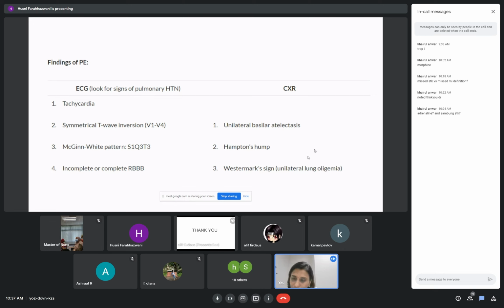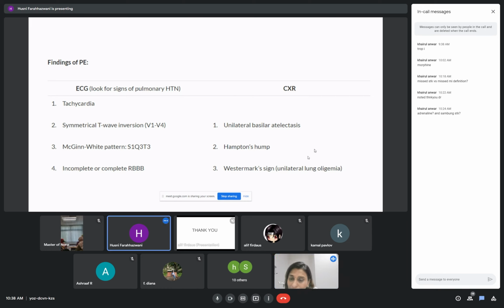The common ECG could be a normal sinus tachycardia with non-specific ST changes. About 80 to 90% will present like that. Only 10% show the S1, Q3, T3. S1, Q3, T3 is very, very uncommon. So do not look only for that number 3 thing. The common one is sinus tachycardia.